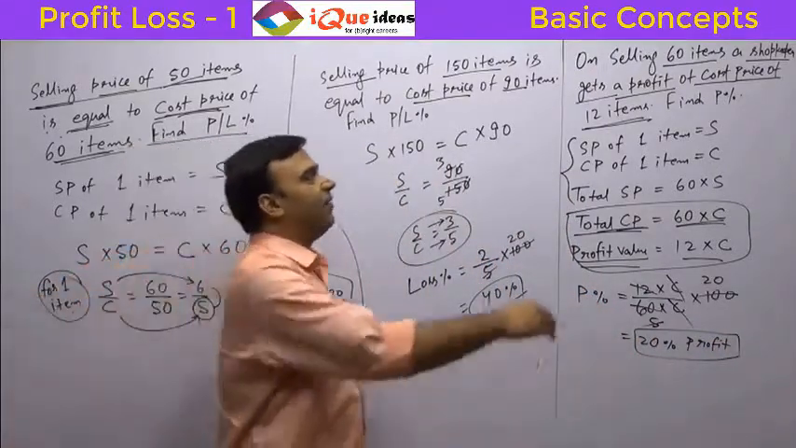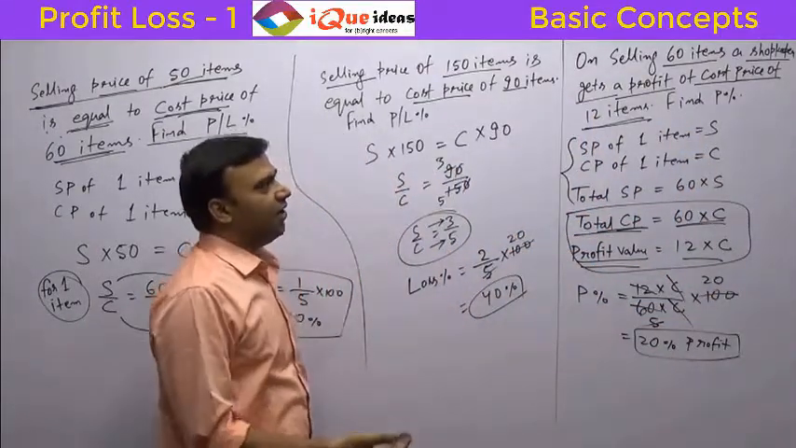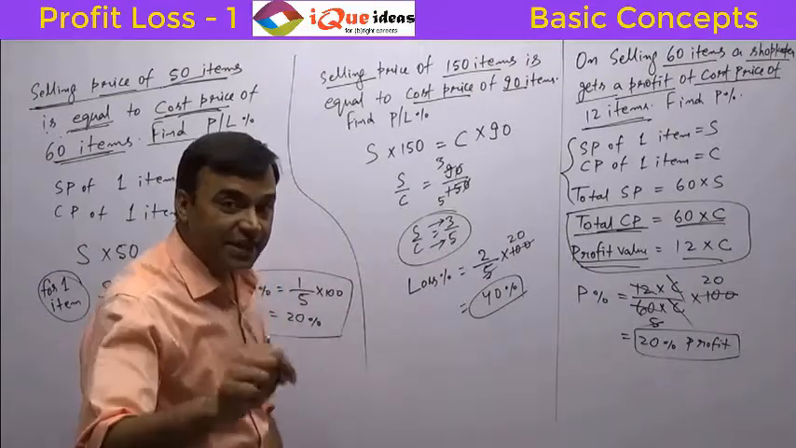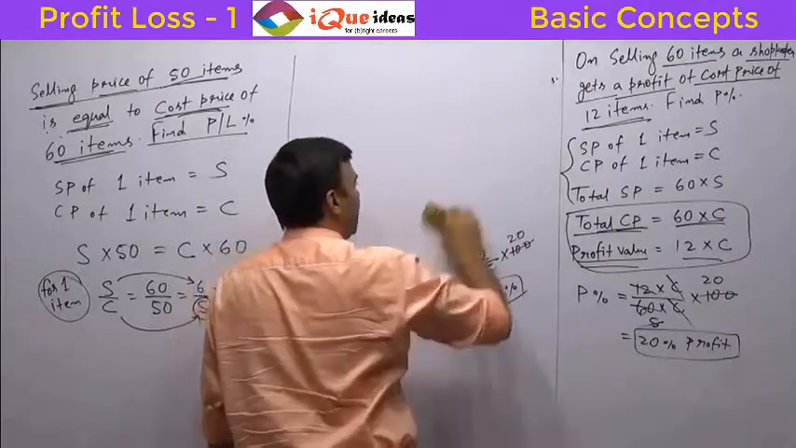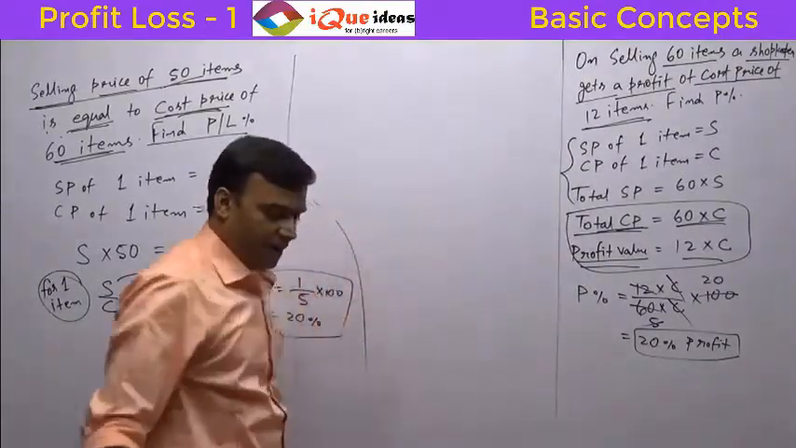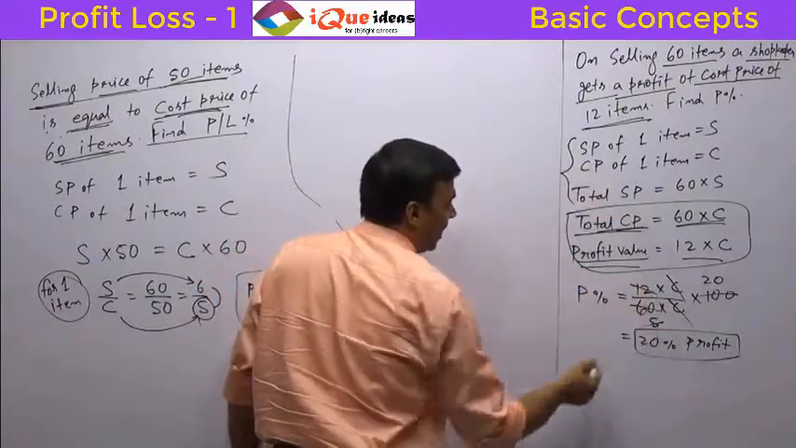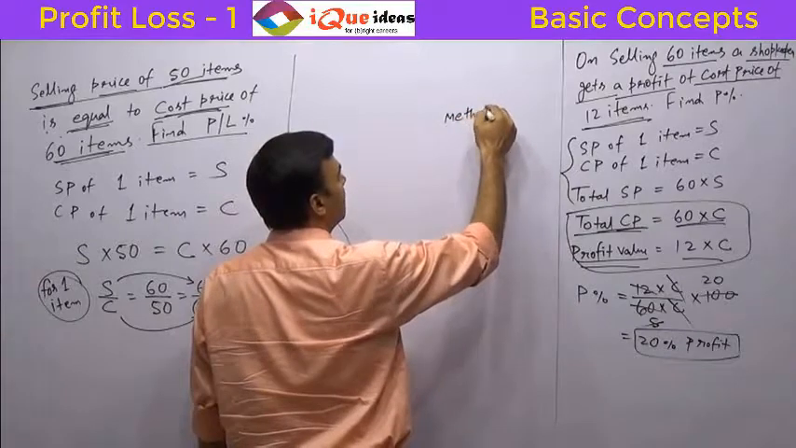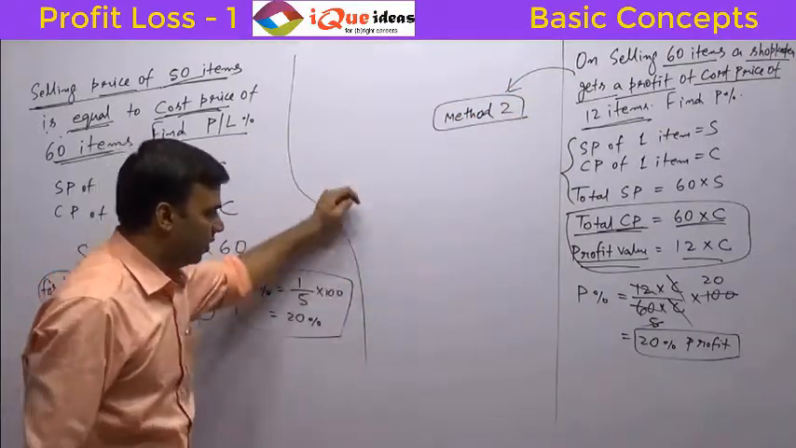Okay. Here the profit is already given in terms of cost price, right? So 60 items sold, on that there is a profit equivalent to the cost price of 12 items. There is one more way to understand the situation. And that way could have been used in earlier questions also. Okay. In this case, instead of going with unknown variables, I'm saying method 2 for this particular question and a lot of other questions also.